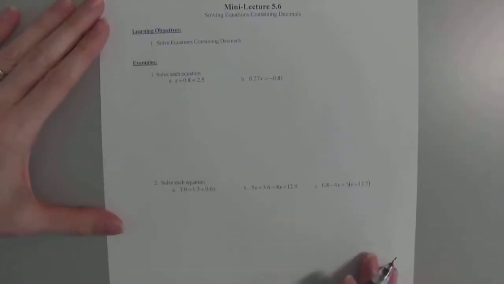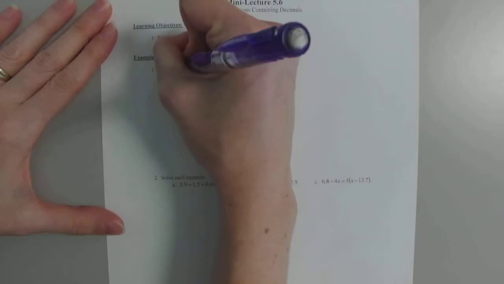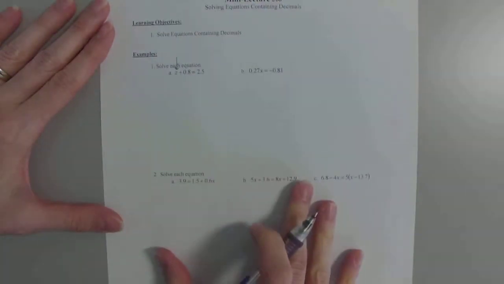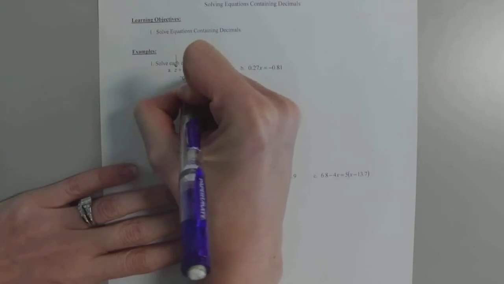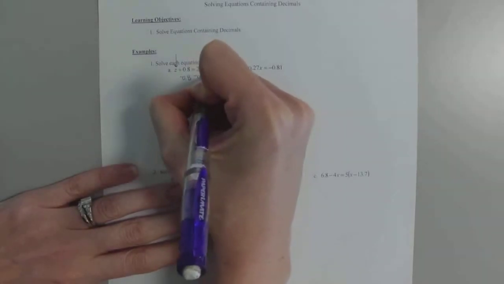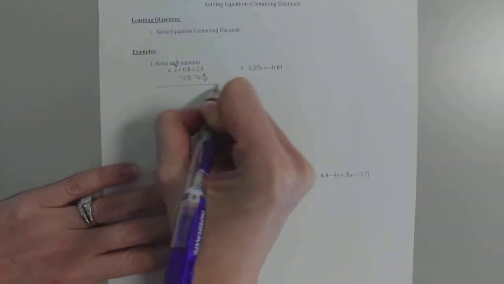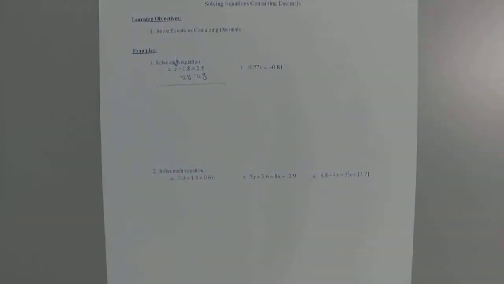Let's look at this first one. I want z by himself. Do you guys agree that there's only one z, and he's right there, but who's in his way? The 0.8, right? We want to get the 0.8 to the other side, but since he's added, what's the opposite of adding? Subtracting. So we're going to subtract 0.8 here, but if we do it here, we've got to do it right here. Okay? So remember, opposite operations will cancel out, right?